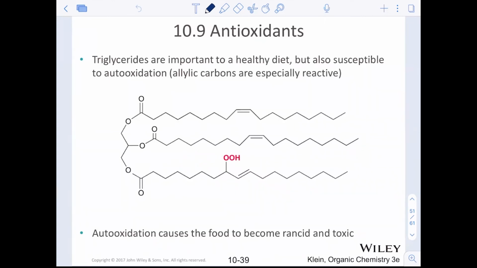Also, another one is antioxidants. Triglycerides are really important to a healthy diet, but they're also susceptible to autooxidation, specifically the allylic carbons, because we know that allylic position, right next door to a pi bond, is the most stable radical. Autooxidation occurs here, and that's how food can become rancid and go bad. And so triglycerides have a shorter shelf life unless they are preserved, right?